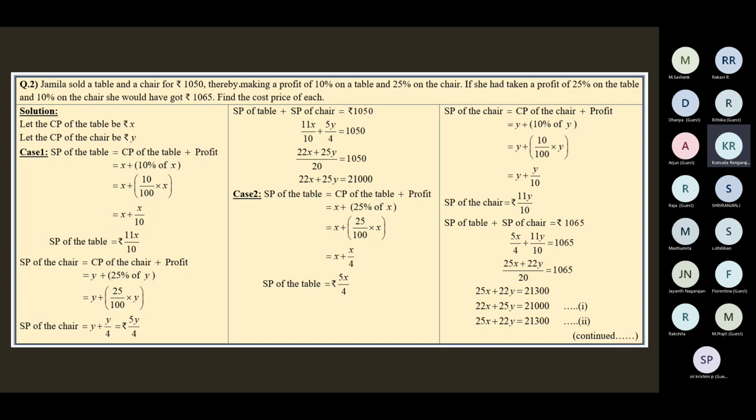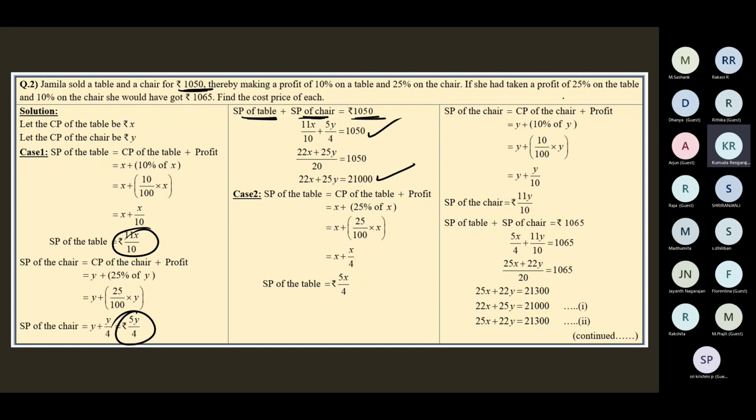Now, what is given? The total selling price is 1050. That means the selling price of the table plus the selling price of the chair is 1050. So this one plus this one is equal to 1050. I've taken the LCM, cross multiplied, and I've got this one. Same way, you should do the second one.